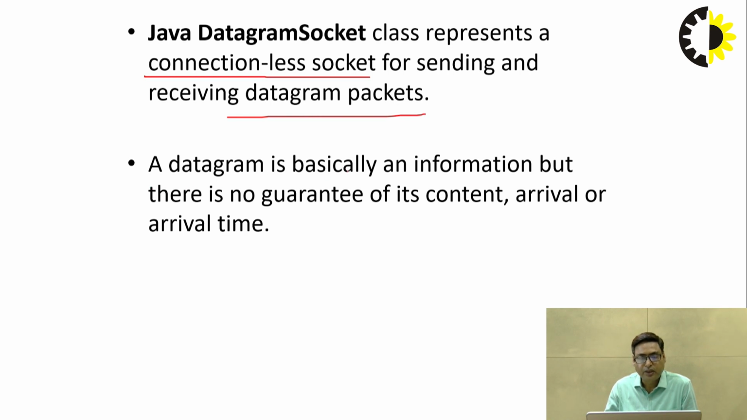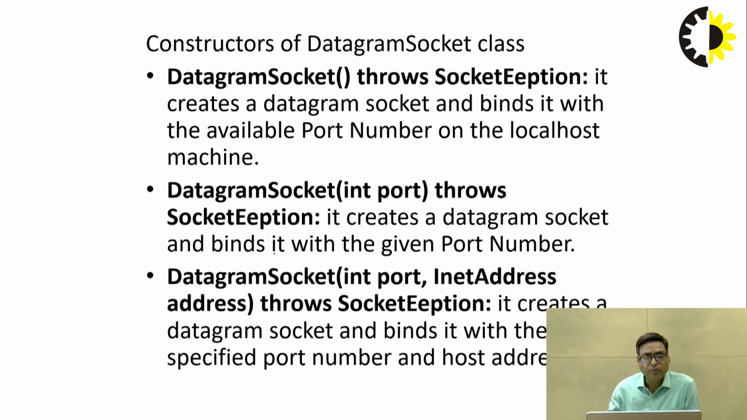So a datagram is basically information, and in connectionless communication there is no guarantee of its content as well as its arrival and arrival time. Earlier there was a guarantee that your message would be delivered to the server, but in this case there is no guarantee. This way of communication is also important whenever you want to send a message which is not that relevant, and you are not worried about the timing of the delivery of the message at the client side.